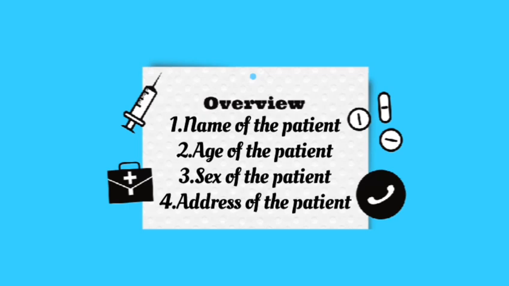So name, why is the name important? Name, age, sex and address are basic identifiers that help in confirming the patient's identity and give you insight into potential age or sex related health risks. Always confirm the spelling and double check the age to correlate the symptoms.